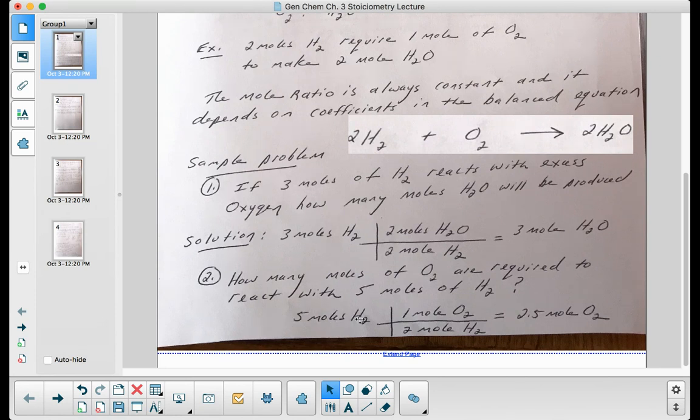So I'd set it up this way: the quantity that I know, the relationship from the balanced equation, and then I'm going to get my final answer. But note that moles of H2 would cancel out with moles of H2 to leave you with moles of O2.